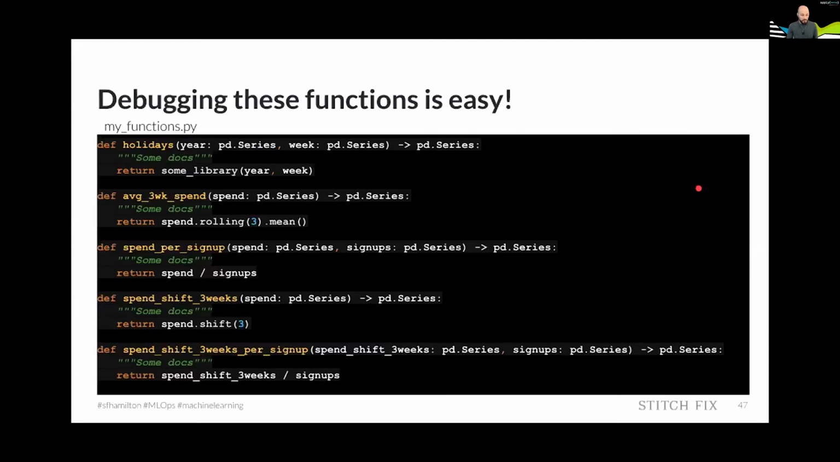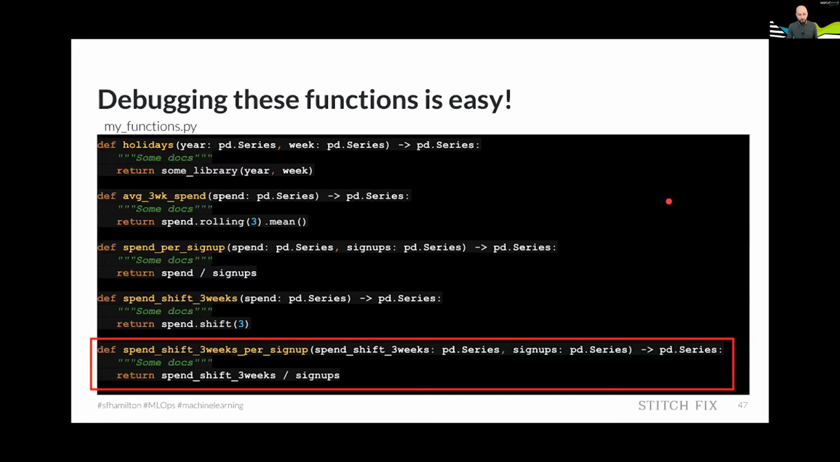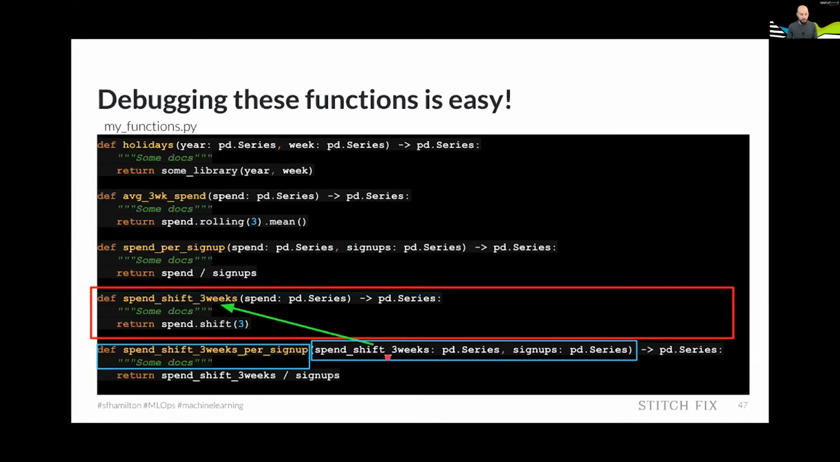Debugging functions is super easy. Say we have a problem with spend shift 3 weeks per sign up, and we're trying to debug. We know there's only one function that defines it, so we can go straight to the definition and look at it. If I didn't write this, it should be understandable what it's doing, because the function name makes sense and there's documentation. And it's very clear what the inputs to this function are. So when I'm debugging, either the bug is definitively in this function or it's somewhere upstream, in which case it's very easy to methodically, recursively walk back through the DAG and continue my debugging process.